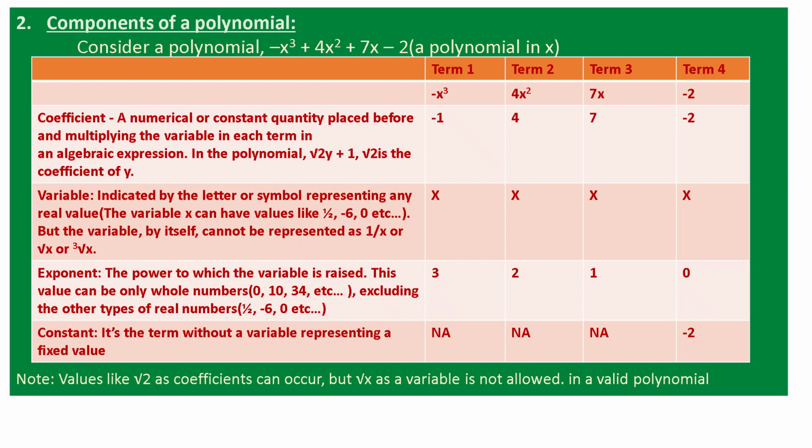What is a constant? It is the term without a variable representing a fixed value. Why do we say like that? It is nothing but the coefficient of x to the power of 0, which means the constant multiplied by 1 remains a constant number by itself. So that particular number in the polynomial is called a constant.